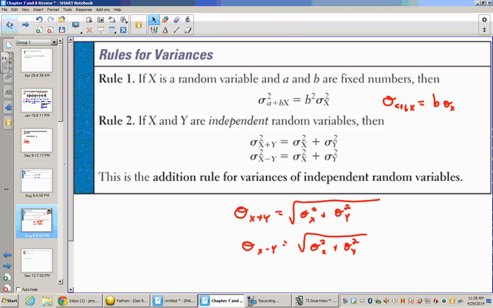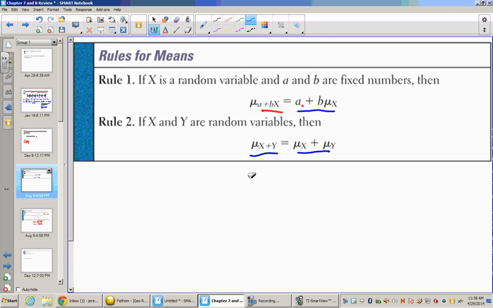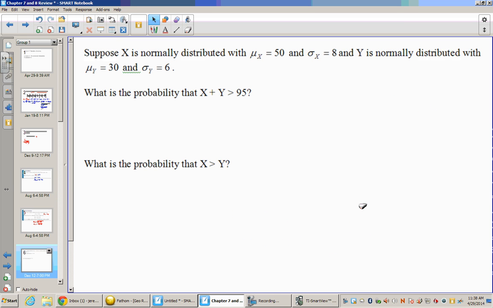Where I should have said, with the means, if you subtract the variables with the means, you subtract the variables with each individual mean. Now I'll do a problem that hopefully makes more sense. Suppose that x is normally distributed with this mean and standard deviation, and y is normally distributed with a standard deviation of 6.